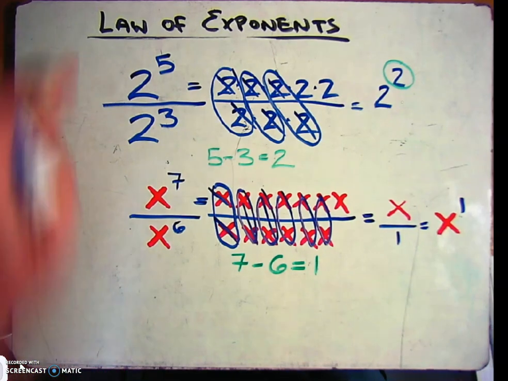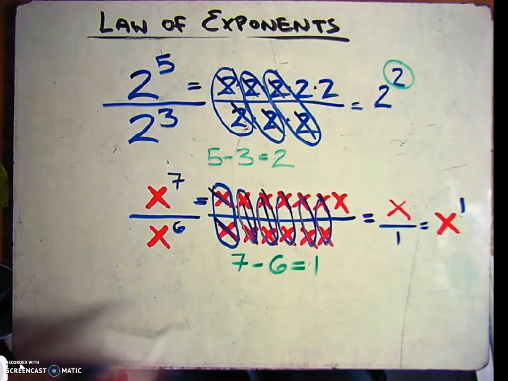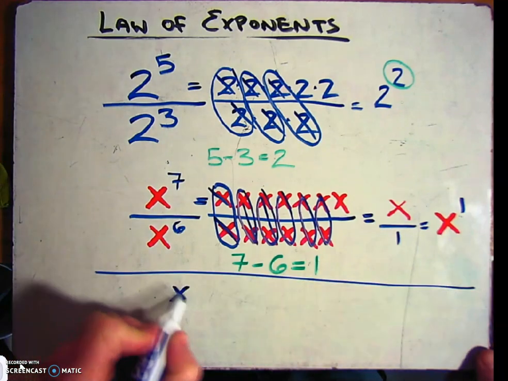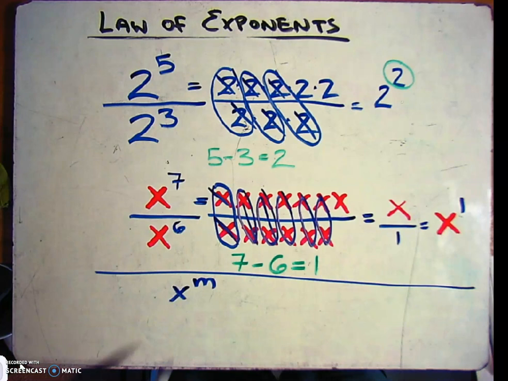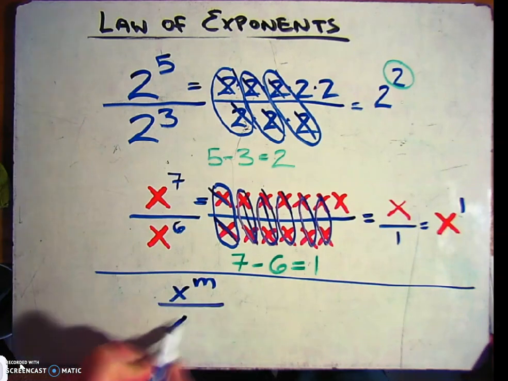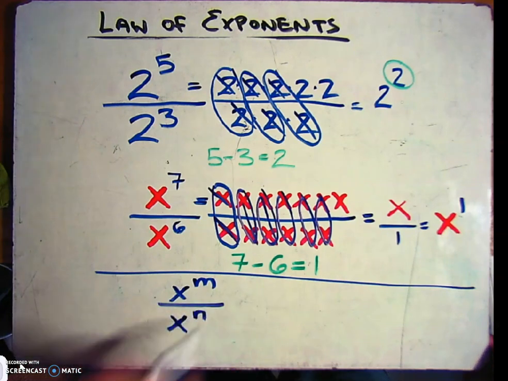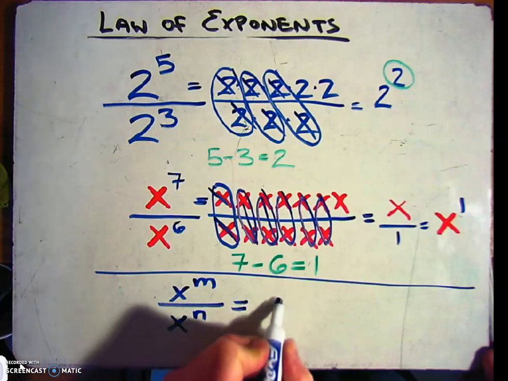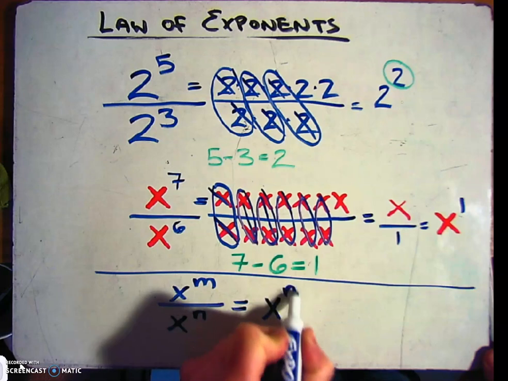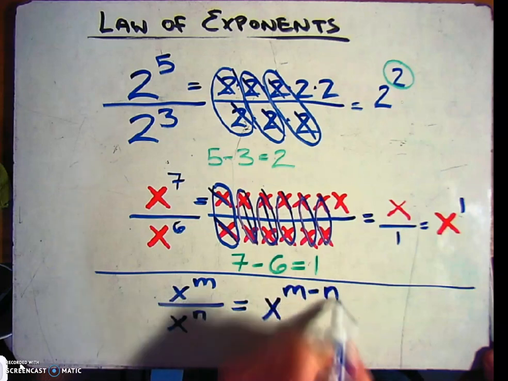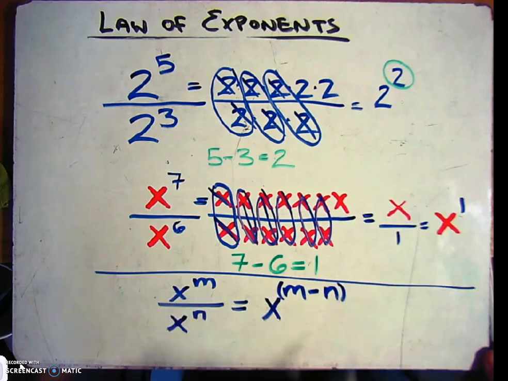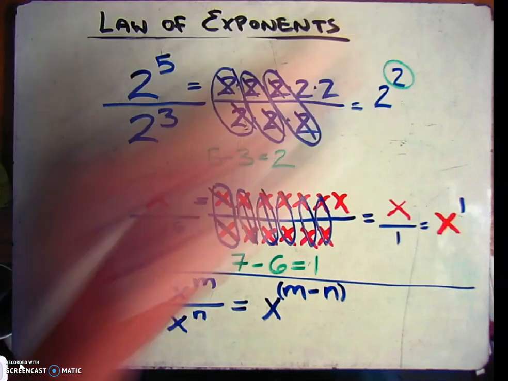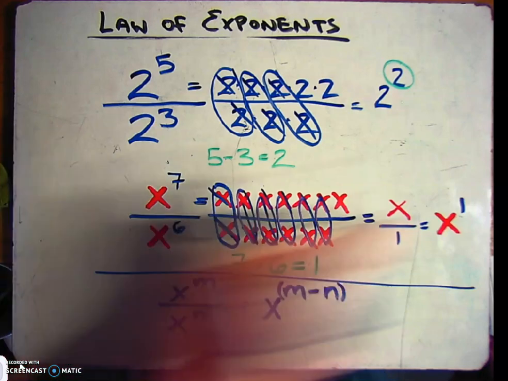So math has come up with a law of exponents that says that any number raised to any exponent divided by the same number raised to any other exponent can be simplified or more easily written as m minus n as our exponent. Just as we saw, 5 minus 3 was 2, and 7 minus 6 was 1.